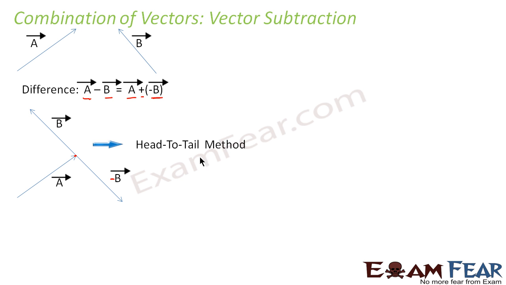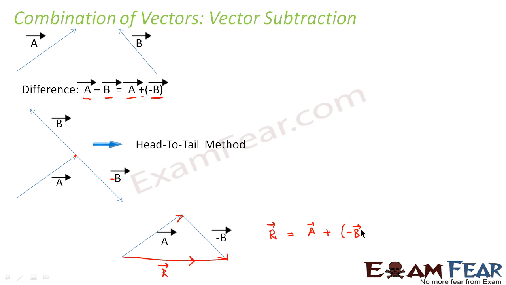So this was again what we did in the head to tail method. Now you see, this is A, this is minus B. So we have to add these two. That means the addition will be given by the line which joins these two free ends to form a triangle. Now this is the direction of A, this is the direction of minus B. So what would be the direction of R? The direction of R would be this. So here R is equal to A plus minus B. That means R is nothing but A minus B. So we found the subtraction of two vectors.